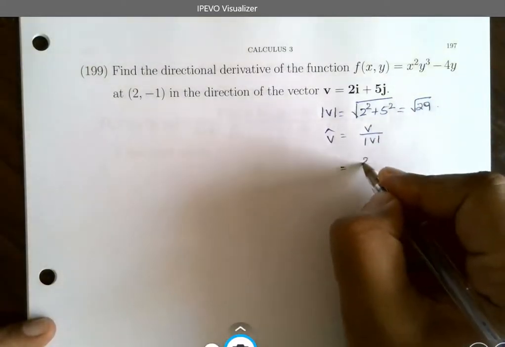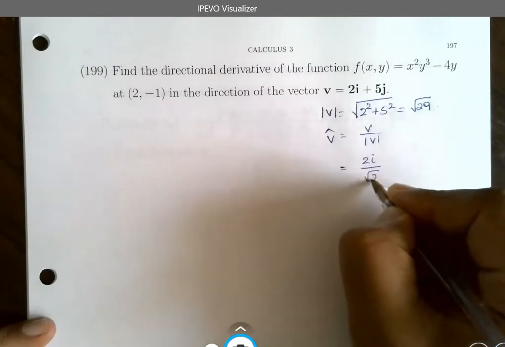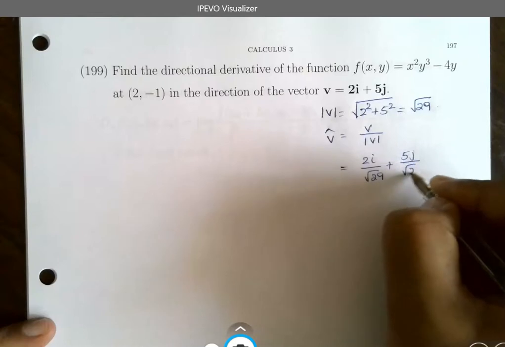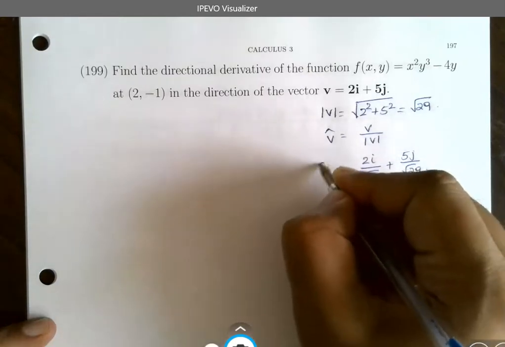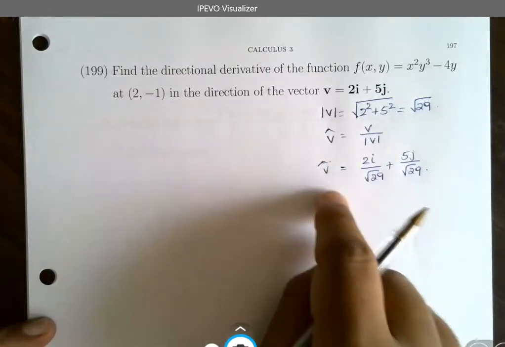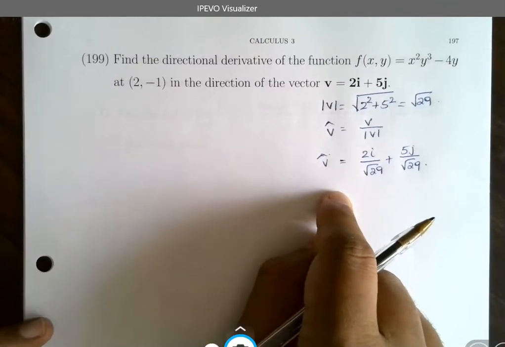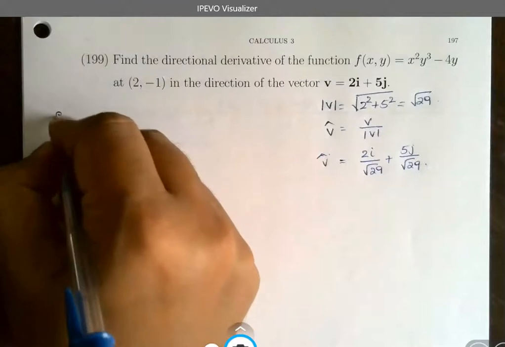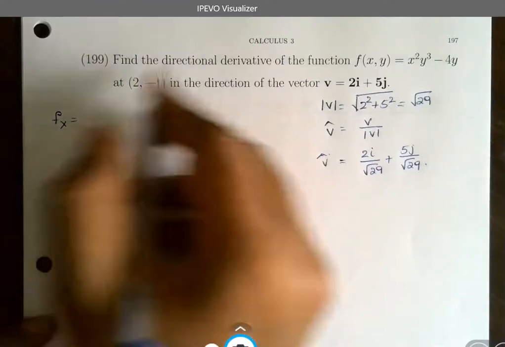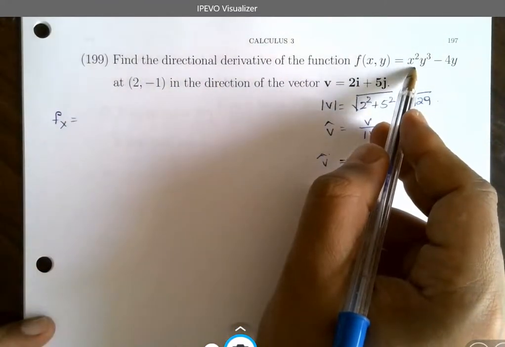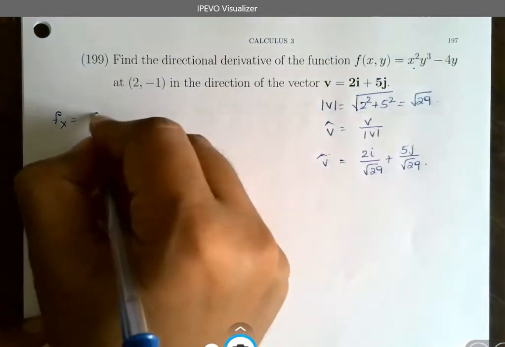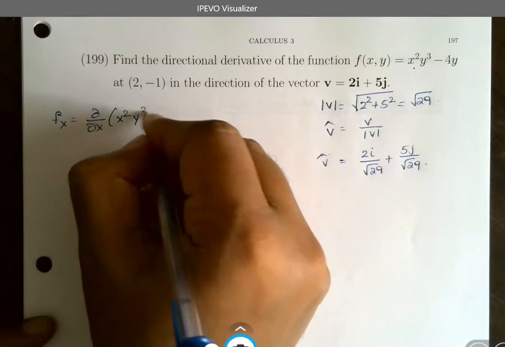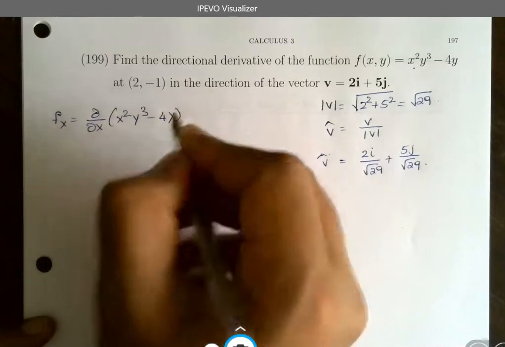Okay, so that means 2i divided by square root of 29 plus 5j divided by square root of 29. This becomes a unit vector. So we are really interested in this. Now we want to find the directional derivative, right? For that you need fx, that means the partial derivative of this function with respect to x.